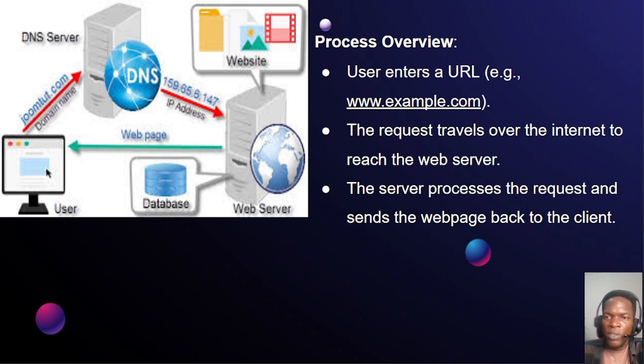Let's say you enter a URL, example.com or twitter.com or x.com, and the request travels over the internet to reach the web server. So the web server is where, like I said, tons of thousands of websites are kept. So using that www.example.com gives you that access. It makes that request, it makes the internet know where it's going to.